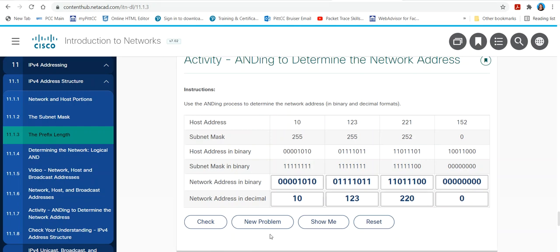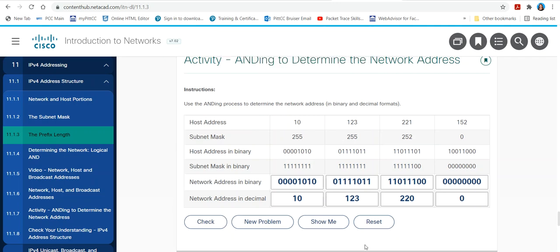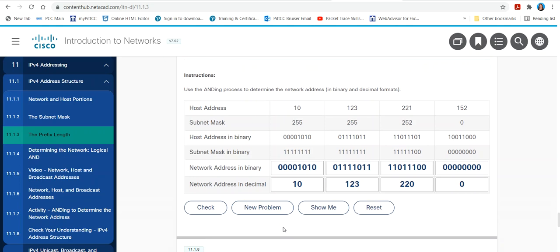So I would try to do several scenarios with the ANDing to make sure that you have a good understanding. If you want to check it, you can click the check button, and we see that this is correct. Okay. So you can reset it, you can do a new problem, and you can make sure that you have a good understanding of this as you move forward.